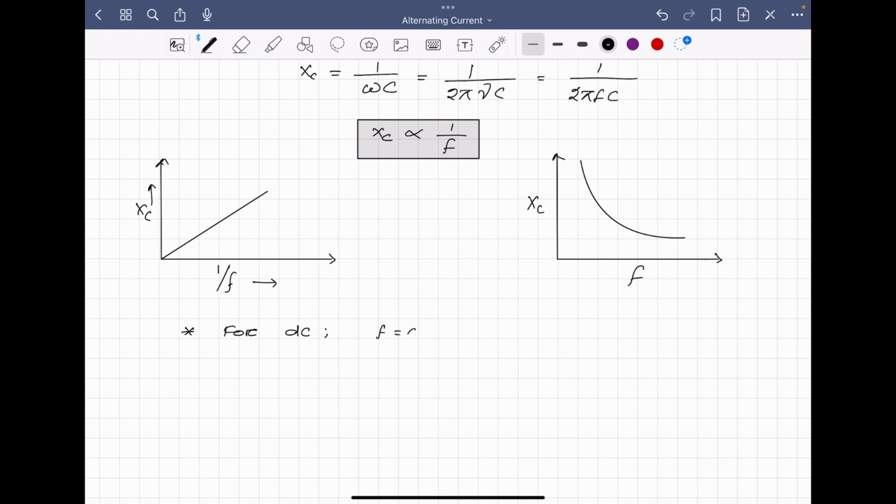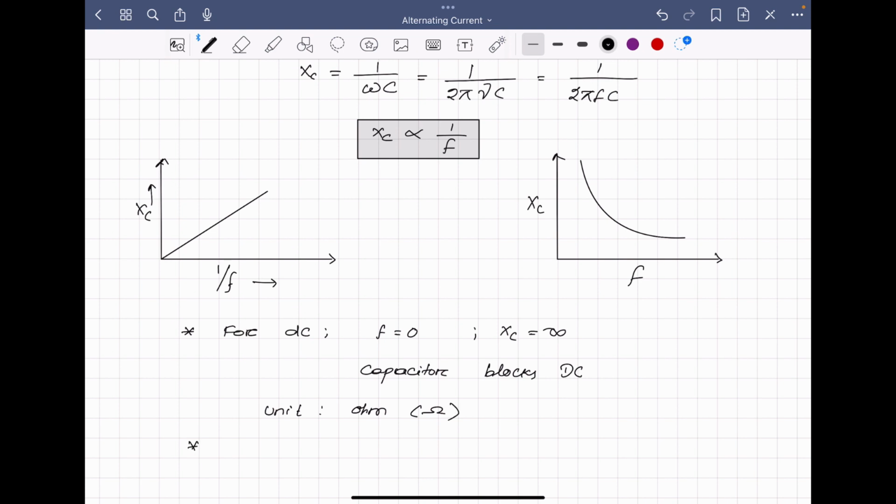For this case, f is equal to 0, frequency is 0, so our Xc becomes infinity. That means it opposes the flow of charge, or you can say the capacitor blocks DC. It only allows AC. The unit of capacitive reactance is ohm, or you can write it as ohm just like this also.